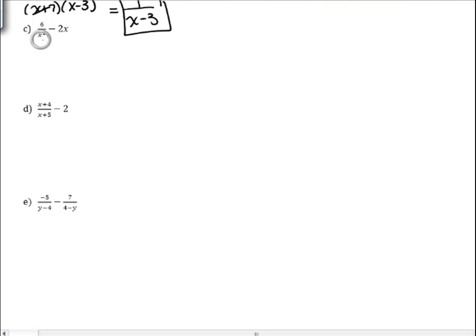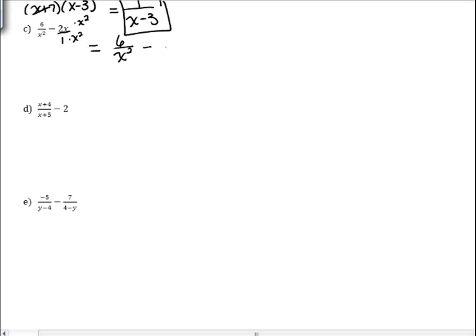Example C, 6 over x² minus 2x. So the 2x doesn't look like a fraction, but you can write it as a fraction by putting it over 1. And our common denominator now is going to be x². The first fraction already has the common denominator, so we don't need to change that at all. But we do need to get a common denominator in the second fraction. And the thing that I would have to multiply this 1 by to get the x² is x². We'll need to do that on both the top and the bottom.